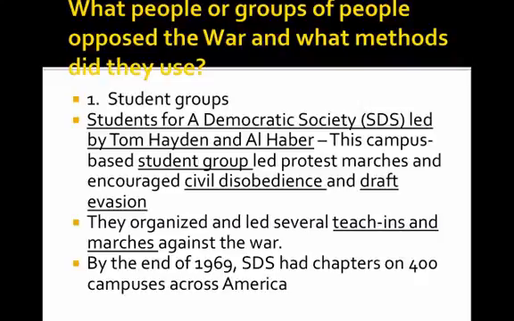On your guided notes sheet, you want to answer the next two questions, starting with what people or groups of people opposed the war, and then the next question is what methods did they use?